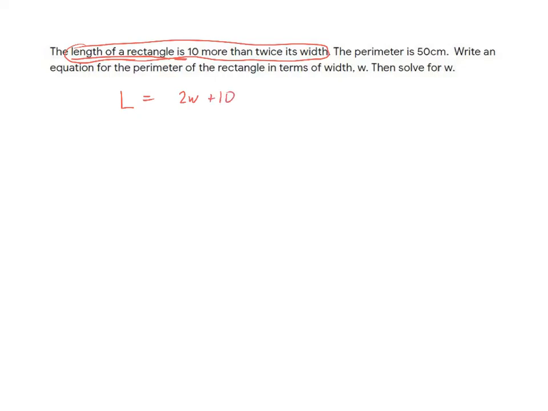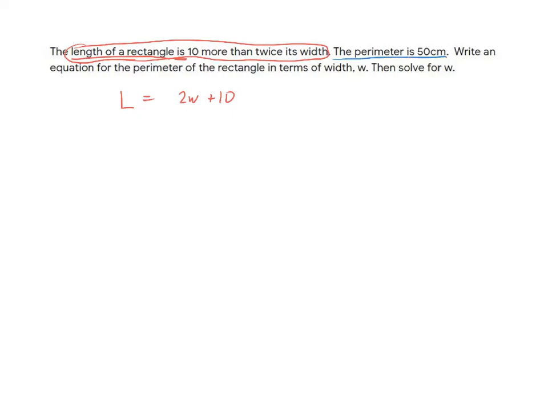Is that the same thing as 10 plus 2W? Absolutely. But if it's subtraction, it's not the same thing. And so it's just a good habit to put the other thing first and then add the 10 to show that it's 10 more, or subtract the 10 to show that it's 10 less. Good habit to be in. So that's L. Now, it then says the perimeter is 50 centimeters.